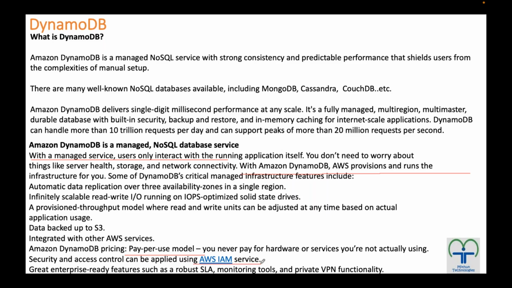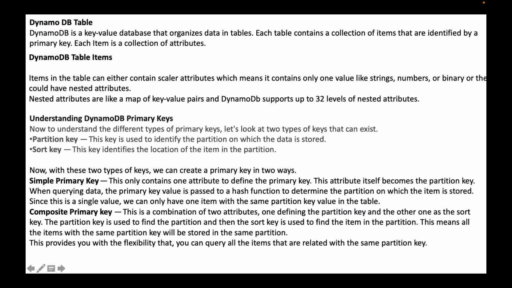In DynamoDB, you can create a table. DynamoDB is a key value database that organizes the data in tables, and each table contains a collection of items. With some primary key, you are going to maintain some data, but the data is not in a column format. It is a table only, but in a document format, JSON format. Each DynamoDB item will have a primary key to uniquely get the document. So each item is a collection of attributes in the DynamoDB table.